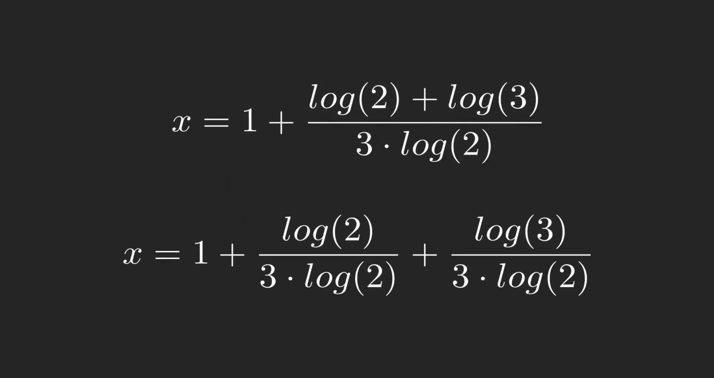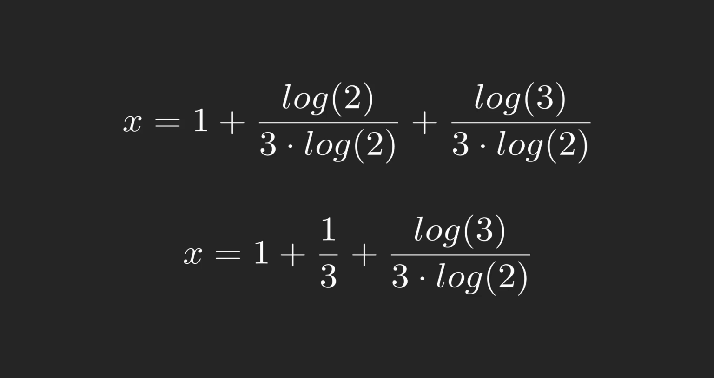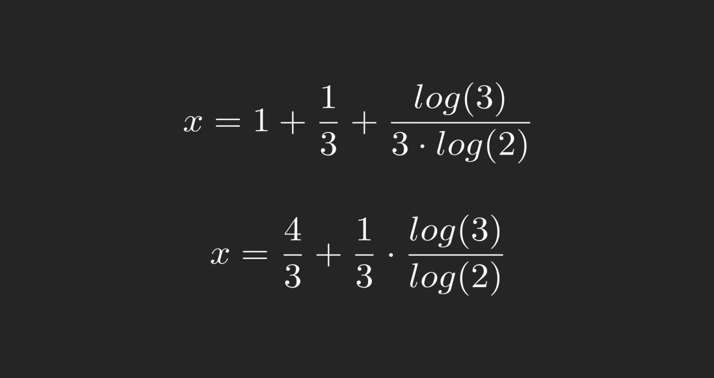We now see that the log of 2 cancel out in the first fraction. This term therefore becomes 1 over 3. This can be simplified by adding it to 1 and getting 4 over 3. At the same time, we move 1 over 3 out of the fraction.